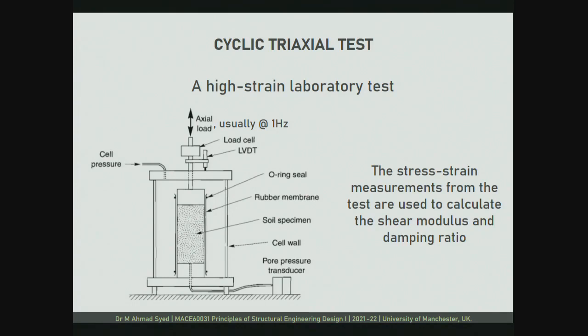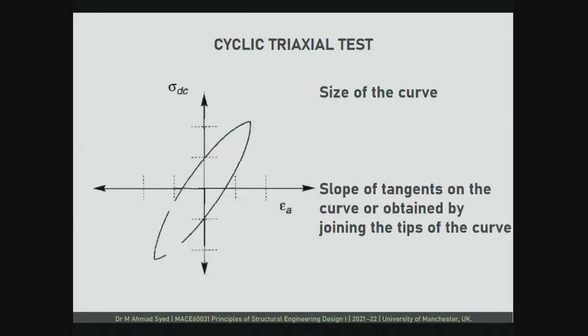In this dynamic cyclic triaxial test, we do the same thing. The only change is in this axial load, it cycles at a given frequency, and then you again bring the soil sample to failure. Because this is cyclic in nature, one important thing that we get out of this is a hysteresis loop, hysteresis curve. A hysteresis curve will look like this, and it gives us two very important parameters. So on x-axis I have axial strain, on y-axis I have stresses. So the size of the curve will give me information about damping, and the slope of the tangents, the slope of this, will give me information about the shear modulus, or how stiff my soil sample is.